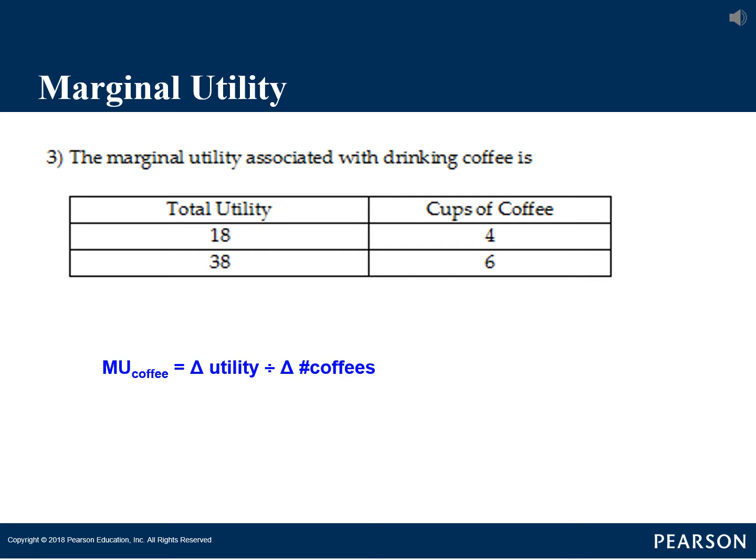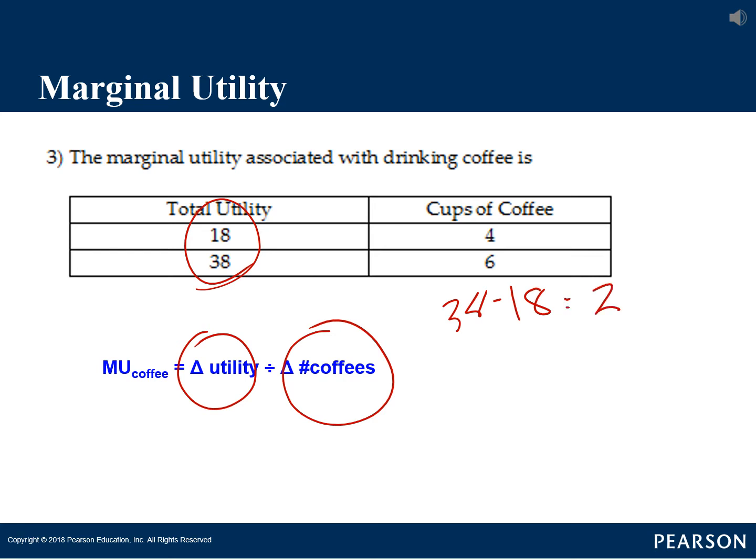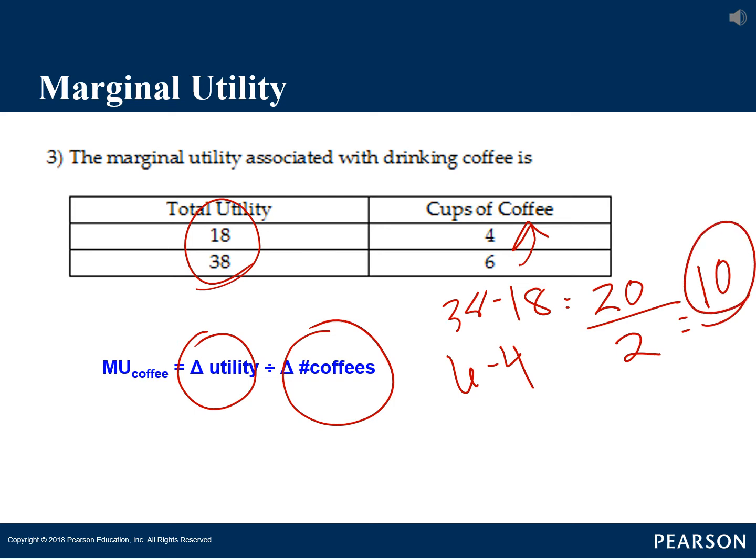So you might see a calculation or problem like this. Again, the equation for marginal utility is the change in utility divided by the change in the number of items. So in this case, our change in utility here is 38 minus 18, which is 20. And then our change in coffee is 6 minus 4, which is 2. 20 divided by 2 is 10. So in this case, our marginal utility is 10.